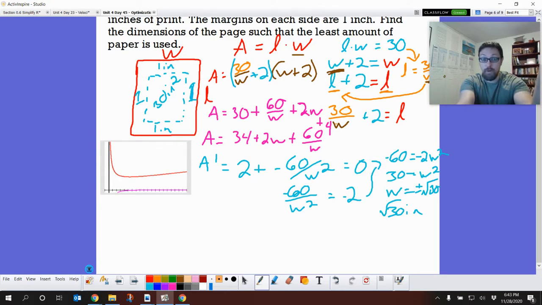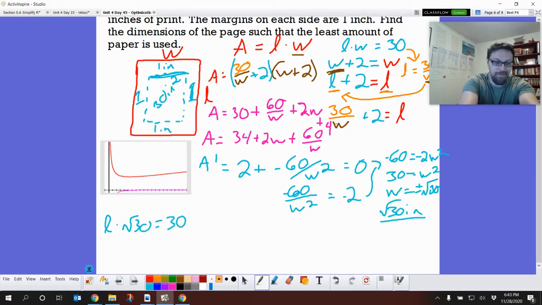Using this, we can figure out the length and width of the printing. So remember, this is the width of our printing. We know that this is the square root of 30. So what could the other side be? What times the square root of 30 is 30? It's the square root of 30. So L is also the square root of 30.